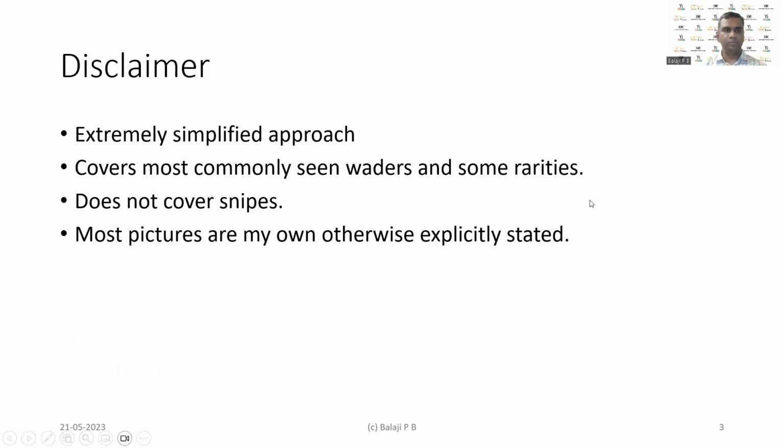So as a disclaimer, this is an extremely simplified approach. This is aimed at beginners who are overwhelmed with waders, and we are only going to cover the most commonly seen waders. We're going to look at some rarities, but mostly common birds. We don't cover snipes. Snipes are a topic by themselves. We'll probably cover them in a future session because snipes are quite challenging.